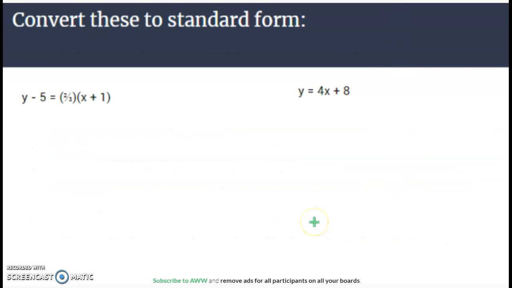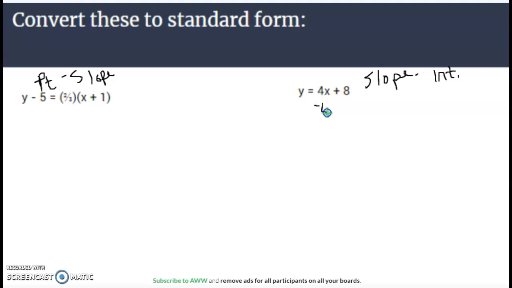A couple things to warm us up to this. So I have 2 equations. One's in point slope form. This guy right here is point slope. This one right here is slope-intercept. I'm going to do the one on the right first. It's a little bit easier. We basically can get it in just a couple steps.